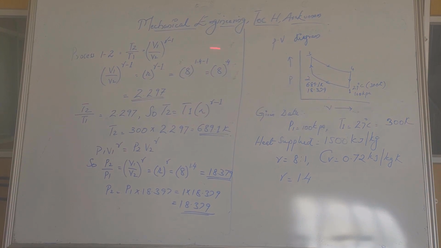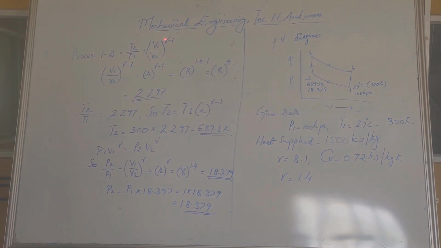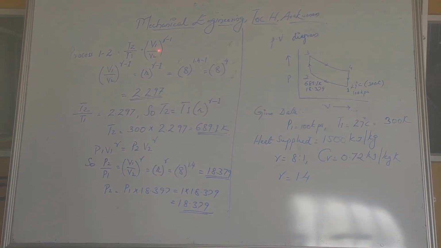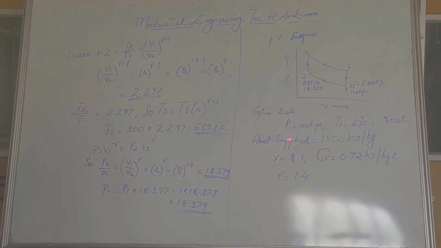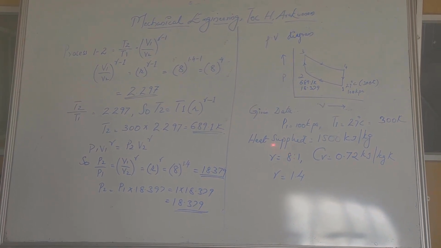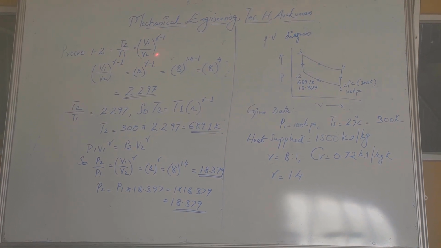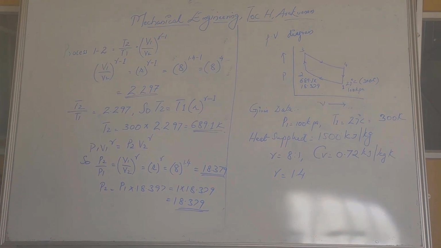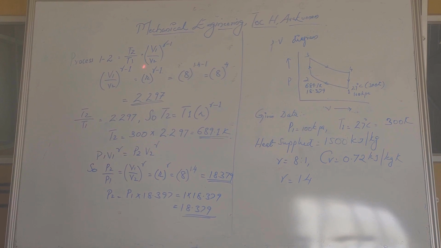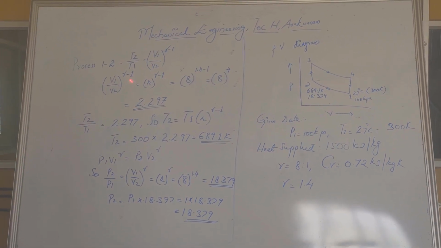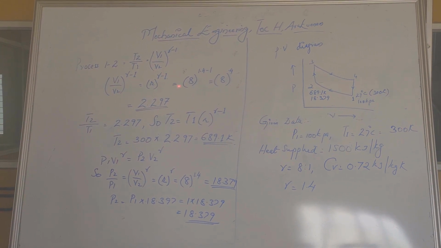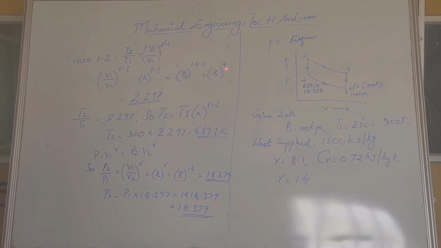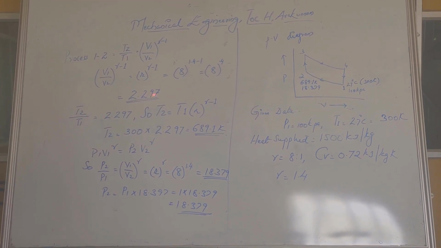For process 1 to 2, T2 by T1 is equal to (V1 by V2) raised to gamma minus 1. You are aware that V1 by V2 is the compression ratio R, and in the question the compression ratio R is already given. T1 is known, R is known, and the value of gamma is known, therefore you can find T2. Substituting the values, (V1 by V2) raised to gamma minus 1 is R raised to gamma minus 1. R is 8 in the question, so 8 raised to 1.4 minus 1, that is 8 raised to 0.4. The value is 2.297.